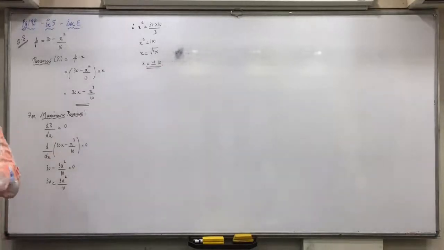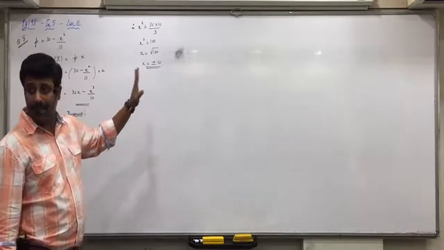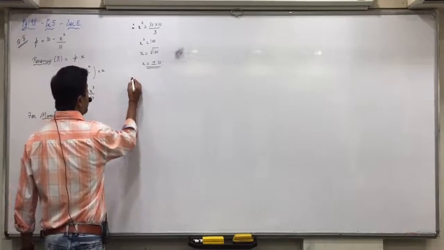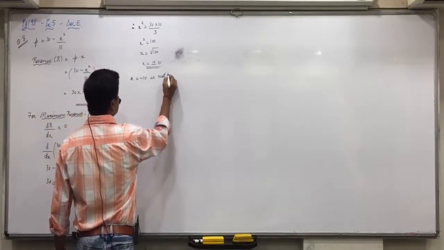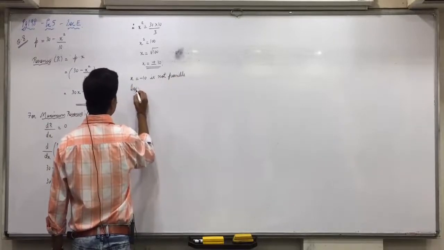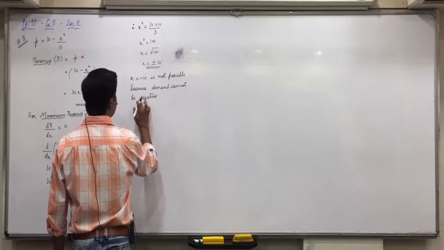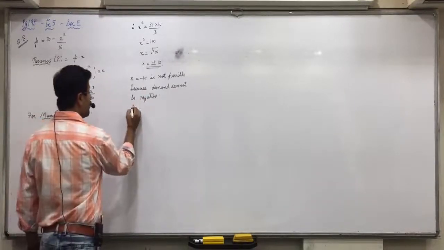What does x represent in this question? Quantity, demand. And demand cannot be negative. So minus 10 value is not acceptable. It can be only plus 10. Now, x equals minus 10 is not possible because demand cannot be negative. Is everyone clear with this? So we will take only x equals 10.